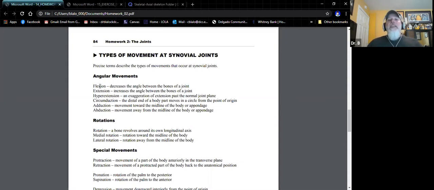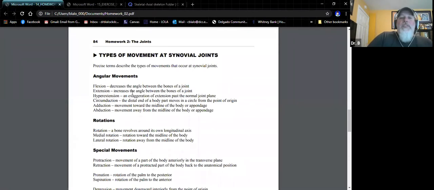Flexion is any decrease in an angle between two bones of a joint. So if you're in an anatomical position and you decrease the angle, meaning if you go from 180 degrees to 90 degrees, that's how we're measuring the angles in these joints, in degrees of a circle. So if I go from 180 degrees to 90 degrees, that's an example of flexion. If I go from 90 degrees to 180 degrees, that's an example of extension.